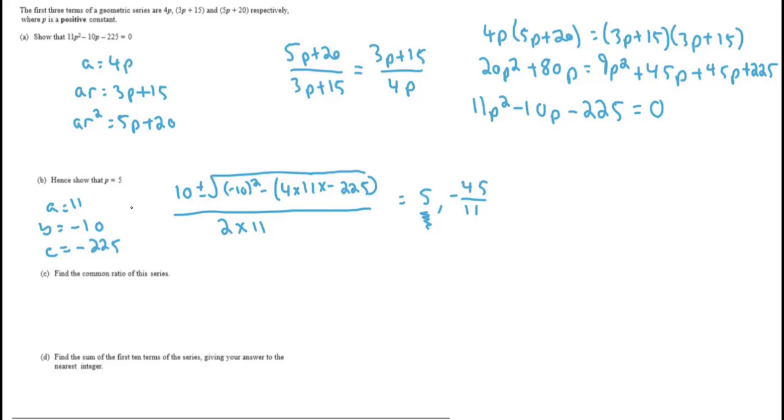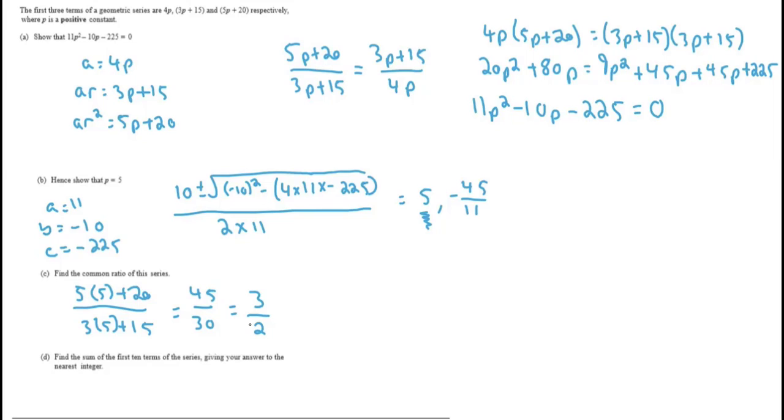Now that we have this p, we can work out what the common ratio is. If we remember that either of these fractions individually equaled the value of r, let's just pick the left-hand one. So you've got 5 times 5 plus 20 over 3 times 5 plus 15. 5 times 5 is 25, add 20, 45. Here, 3 times 5 is going to be 15, add 15 is 30, and if you divide through by a common factor of 15, that gives you a common ratio of 3 over 2.